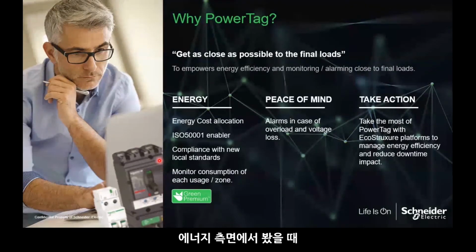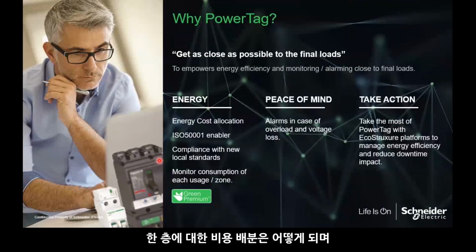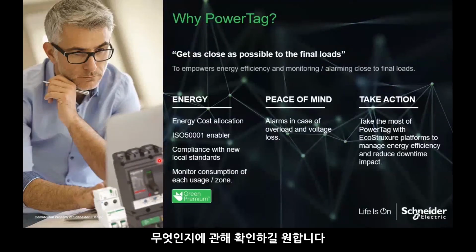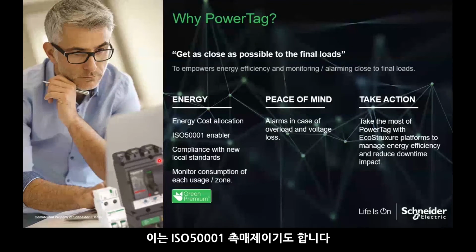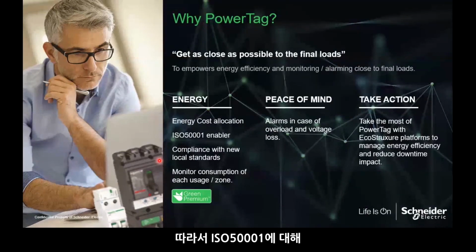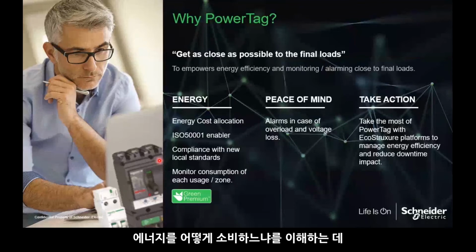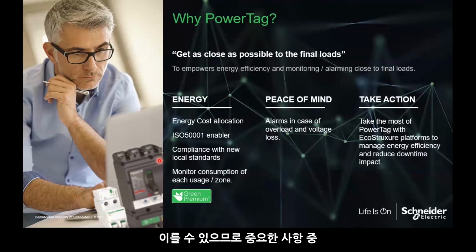Why PowerTag? If you look at energy, of course, we use PowerTag when we are interested in doing energy cost allocations. We want to understand, based on one floor area, how much energy cost is consumed and how we can allocate the cost to different departments that consume energy. It's also an ISO 50001 enabler. If you understand ISO 50001, this is one of the important parts because it can dive all the way down into individual load monitoring to understand your consumption patterns on the load side, how you consume your energy.